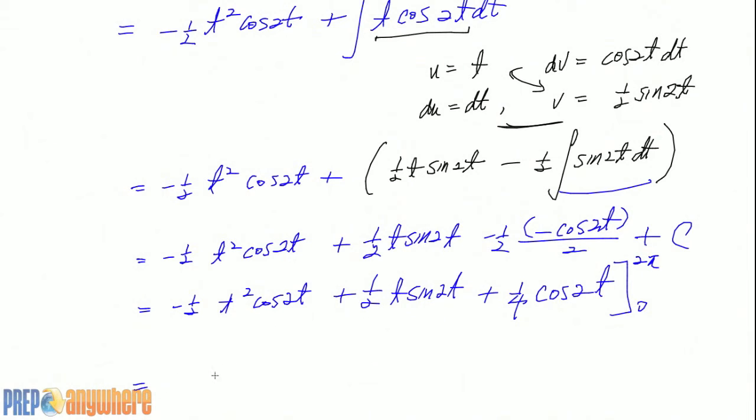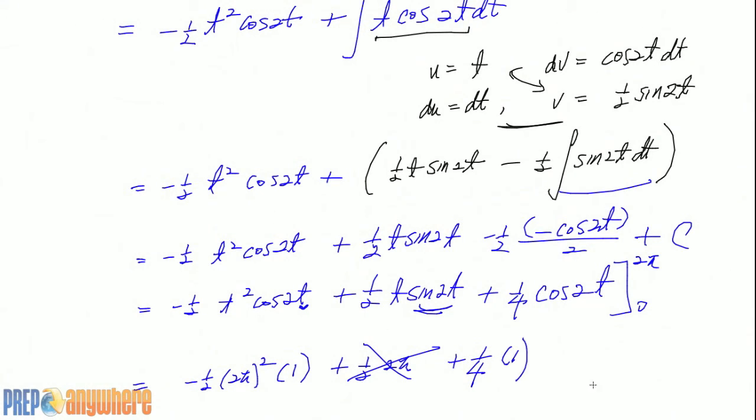Okay, so let's first plug in 2 pi, you get minus half 2 pi squared cosine of, if you plug in 2 pi, you get 4 pi, and cosine of 4 pi is 1. Okay, half 2 pi sine, at every 0, pi, 2 pi, sine is 0, so it's just gonna disappear. Again, we have a quarter cosine of, this is gonna be 4 pi, so it's 1 again.